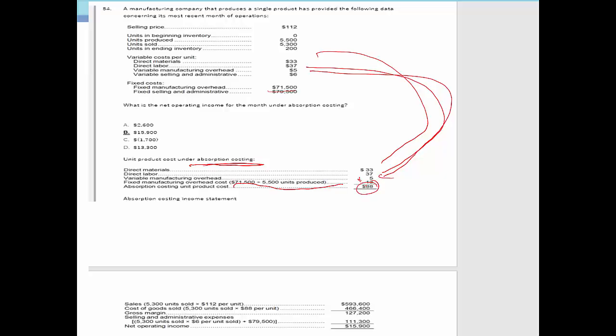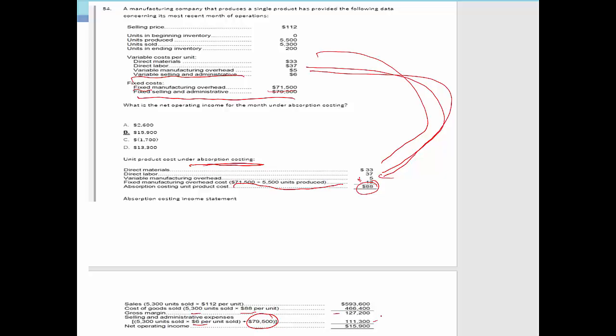Okay. Then what? Then I go ahead and I simply do my little calculation down here, which is to take the $112 sales price, the $88 per unit times the units sold, gives me my gross margin. Then I take off all of my selling and administrative expenses, both fixed and the variable, right? Right here. Okay, so I pick up that number. There's that 79,500. $6 per the number of units sold gives me the variable portion. I add those two together. That gives me my selling and administrative. That gives me my net operating income here, right?